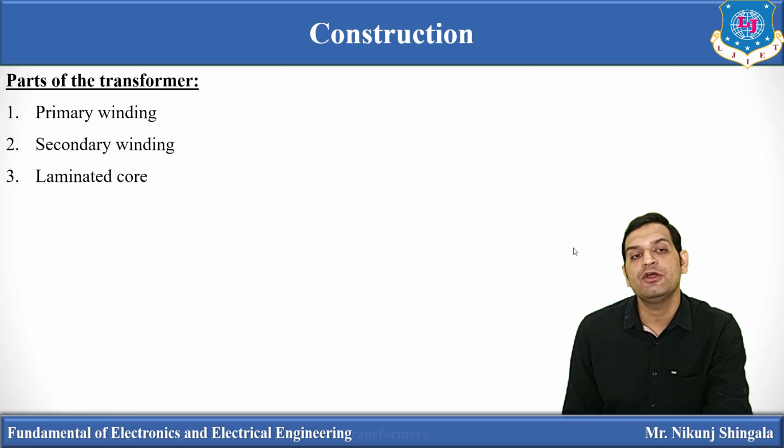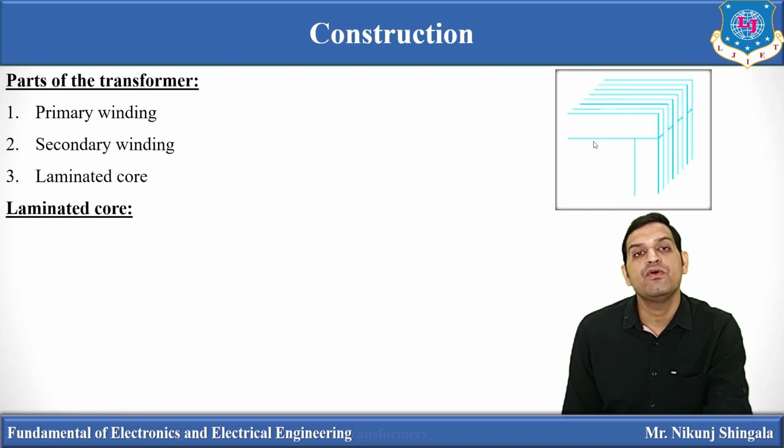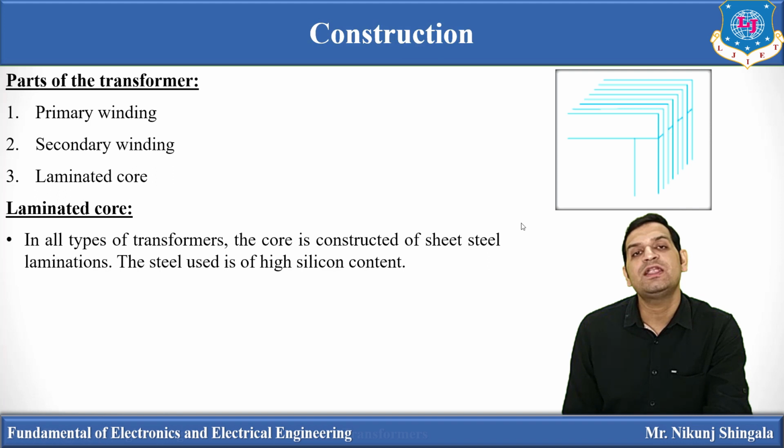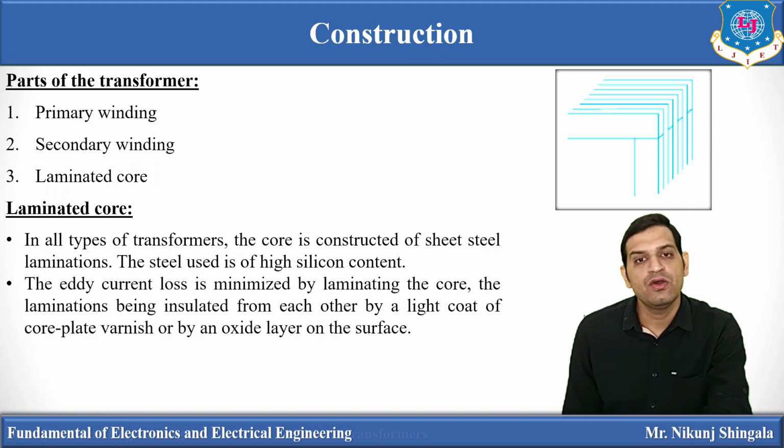Now what about the laminated core? As I told you, the core is not a single piece, but is made up of thin lamination sheets. Here you can see it consists of a number of lamination sheets. In all types of transformer, the core is constructed of sheet steel laminations. The steel used has high silicon content. Eddy current loss is minimized by laminating the core. Each lamination is insulated from the others by means of an oxidation layer or a light coating.